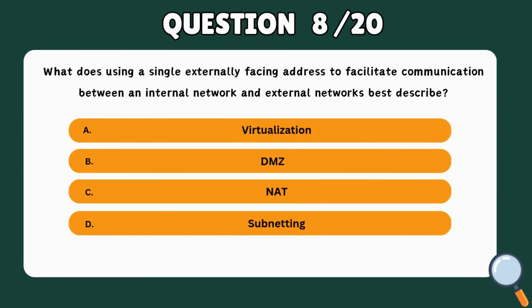Question 8. What does using a single externally facing address to facilitate communication between an internal network and external networks best describe? A. Virtualization. B. DMZ. C. NAT. D. Subnetting. Correct answer: C. NAT.